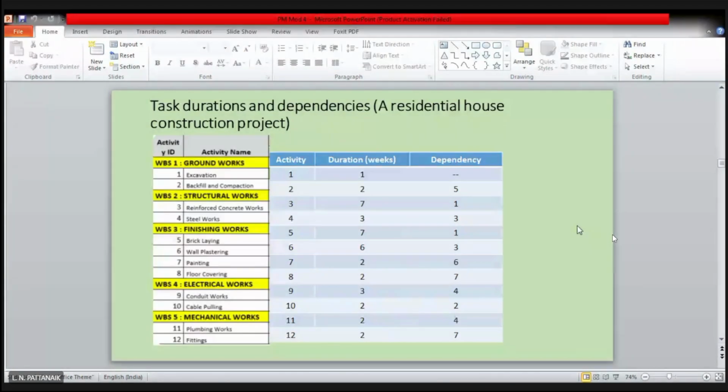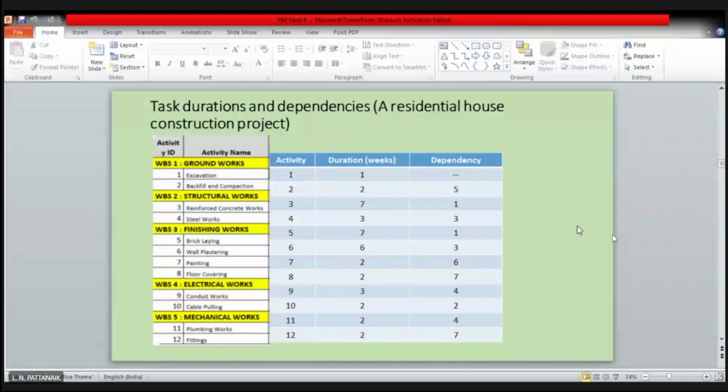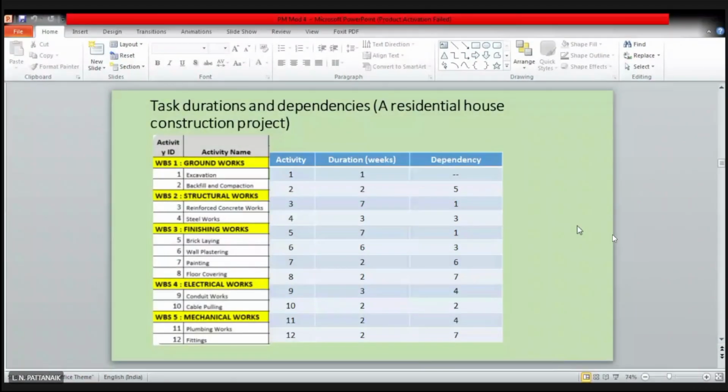Suppose electrical works. There you have the conduit works and the cable pulling, etc., which are related to some electrical functions, right? And finally, the mechanical works, where the water supply pipes and all that will be fixed into the walls and into the bathrooms, etc., the various fittings and plumbing works.